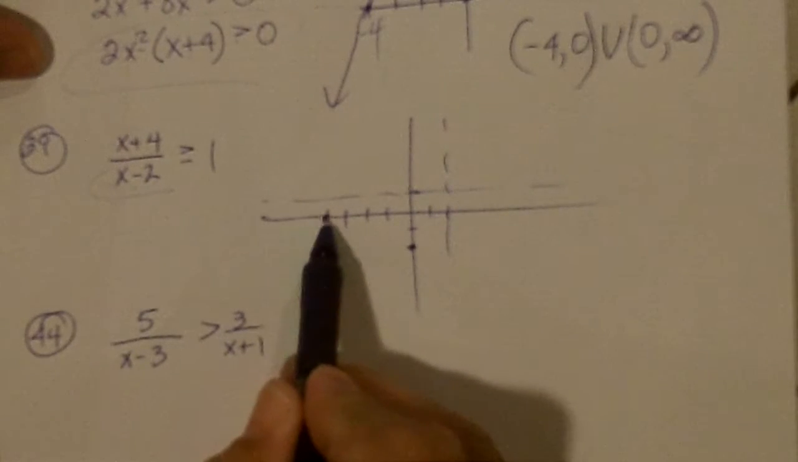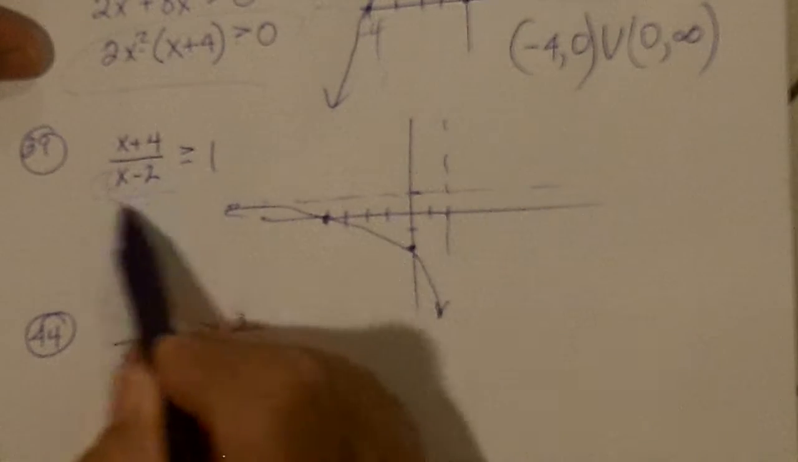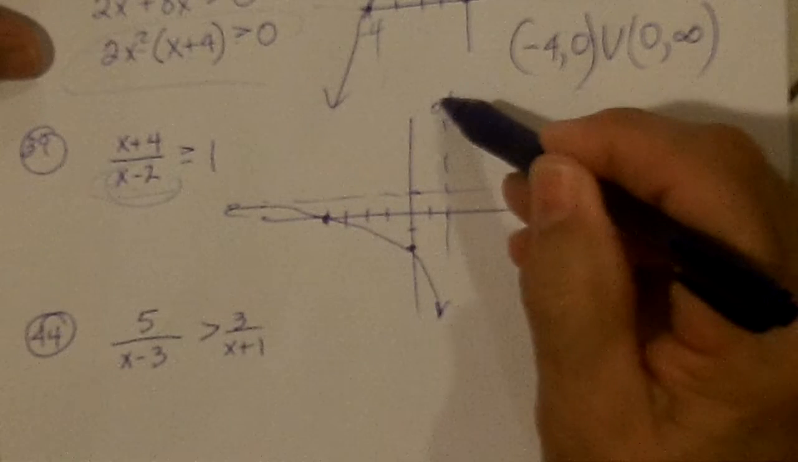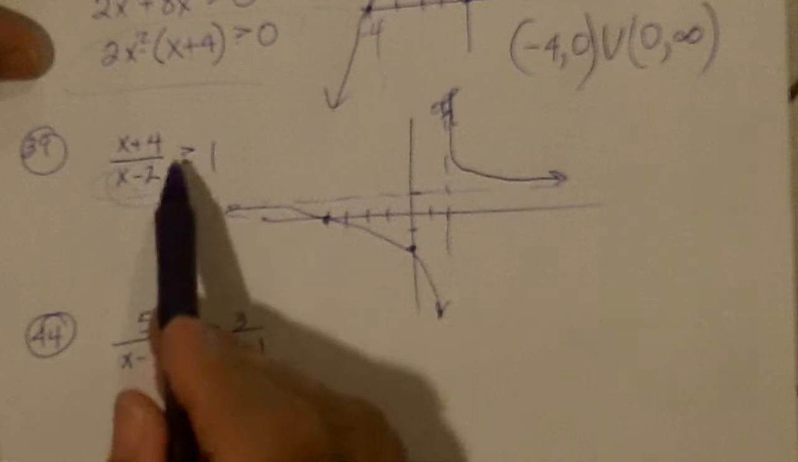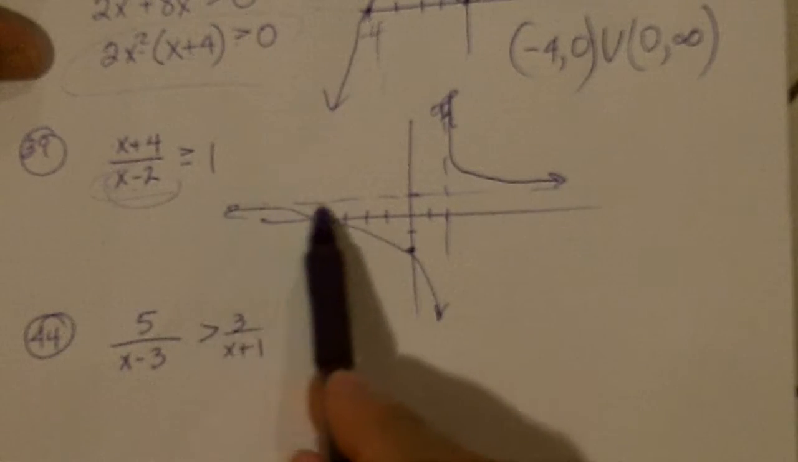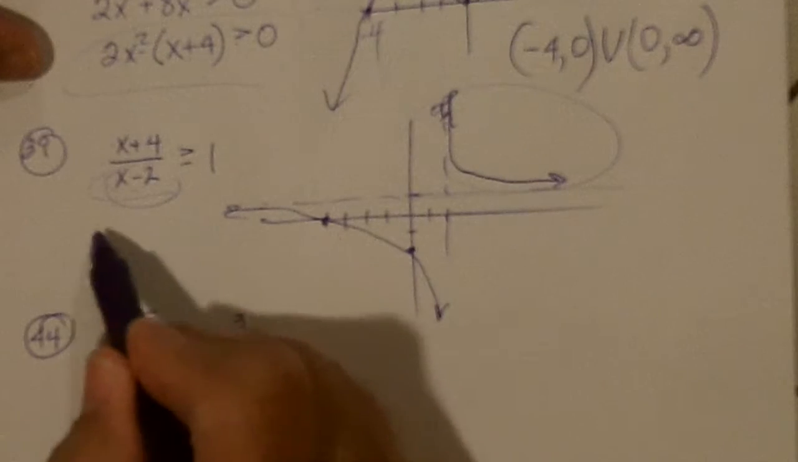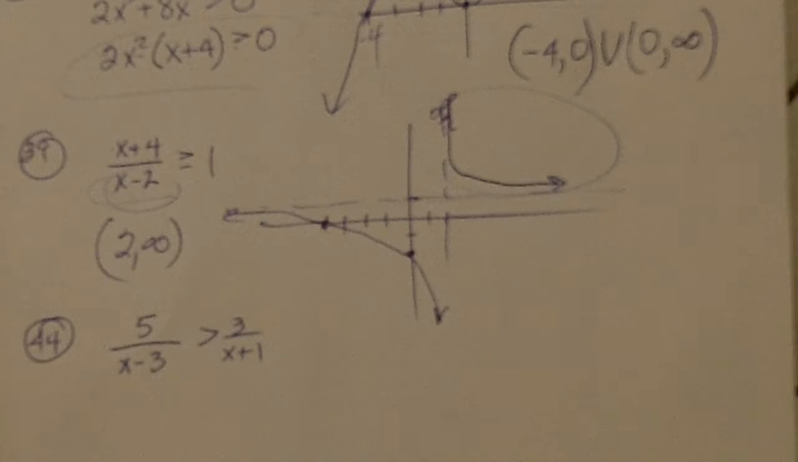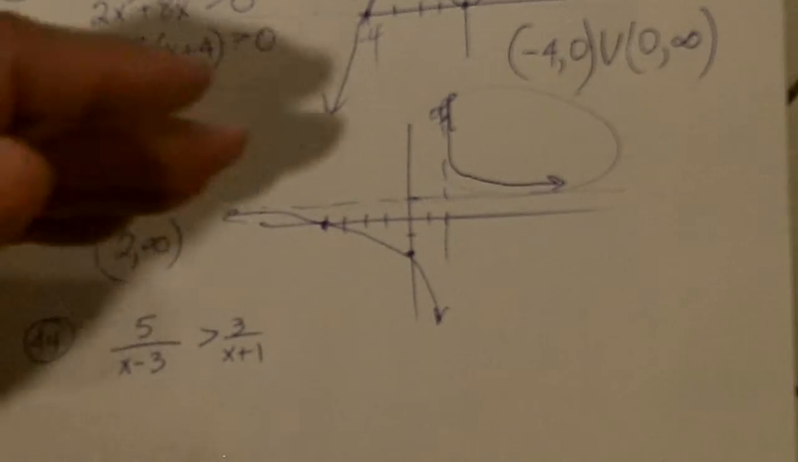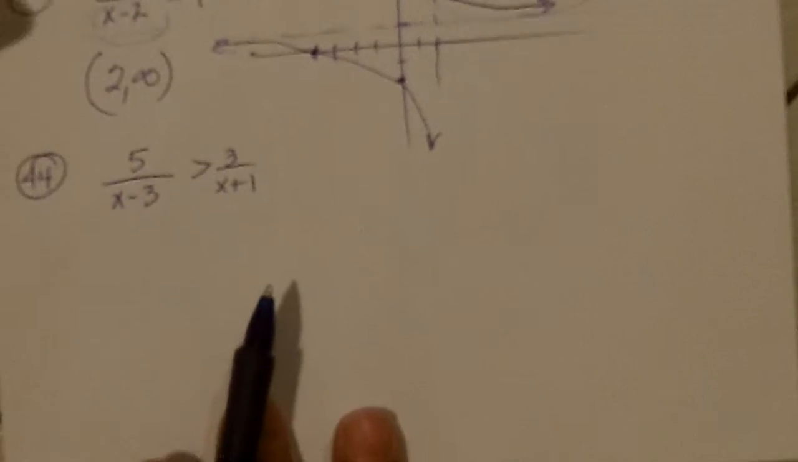So we know that it must go here and down, and since it's a single factor, it's opposite, so it comes from up here and goes out with that. If we want it greater than or equal to 1, that would be this branch from 2 up, so from 2 to infinity. We could have brought the 1 over and got a common denominator, but since this had a horizontal asymptote at 1, that was pretty easy to solve just by looking at the graph.